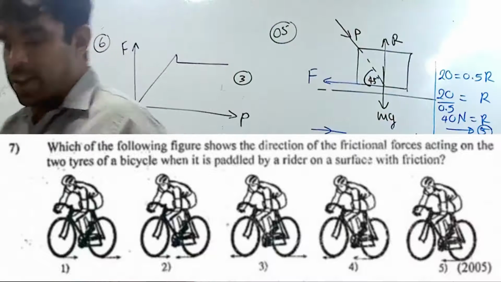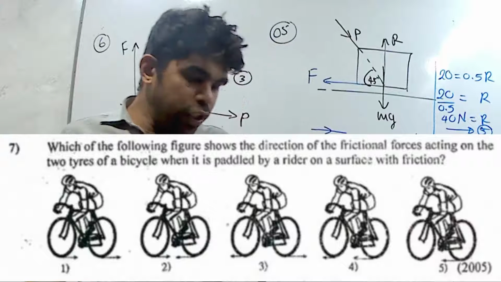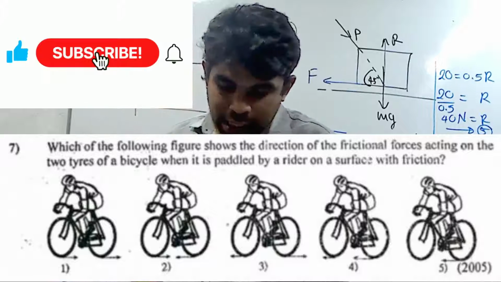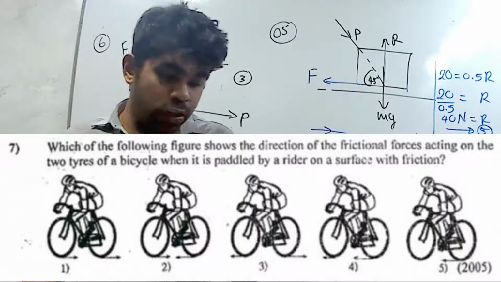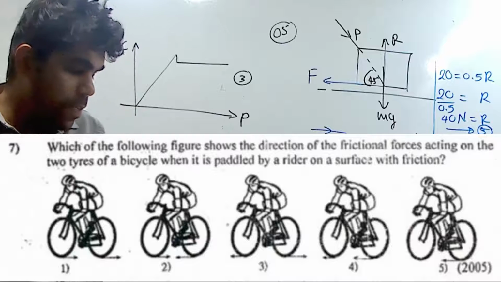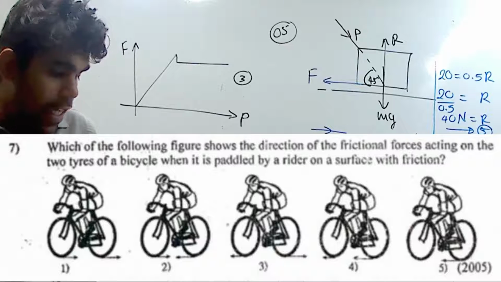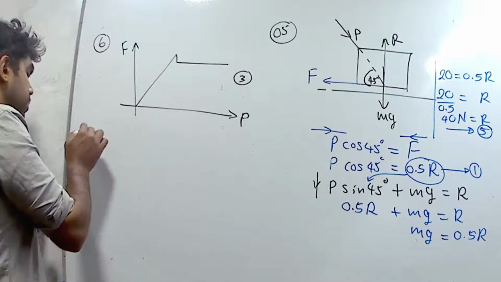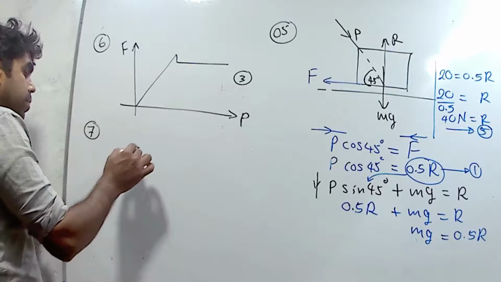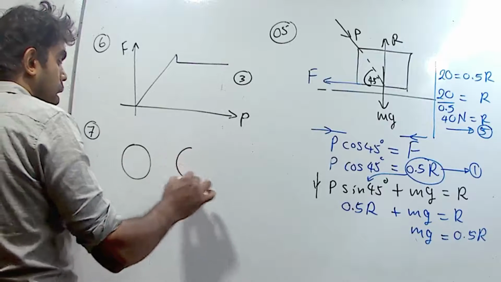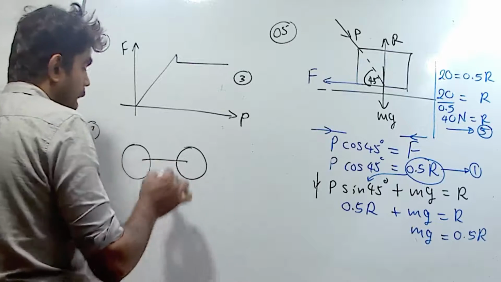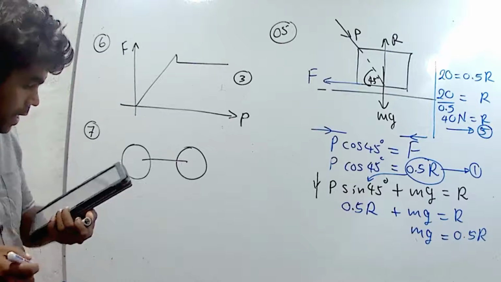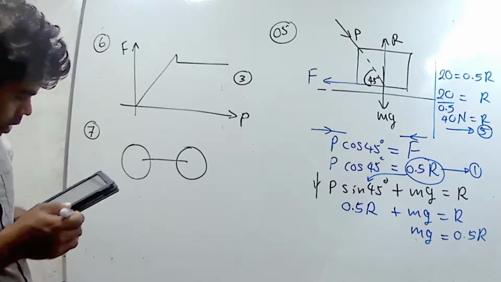Then question number 7. Which of the following figures shows the direction of frictional forces acting on two tires of a bicycle when it is paddled by a rider on a surface with friction? You know that when paddling, we are rotating the rear wheel of the bicycle.